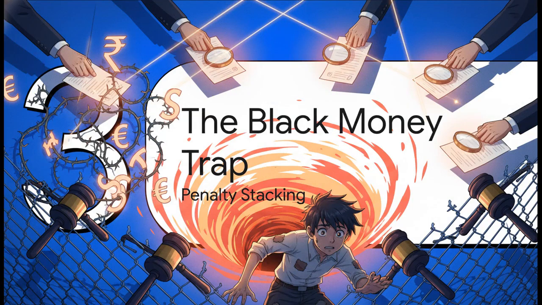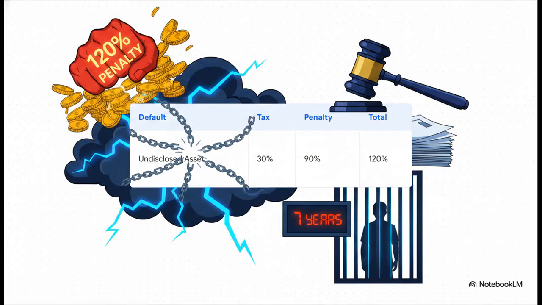Which brings us to the real nightmare, the black money trap. Now, what's really interesting about this slide is how these penalties dynamically stack under the Black Money Act. You aren't just paying a tiny slap on the wrist fine. If an undisclosed foreign asset is found, you get hit with a flat 30% tax on its fair market value, stacked instantly with a massive 90% penalty. That's a total exposure of 120% of the asset's value. You're essentially wiping out the entire asset and potentially facing up to 7 years of prosecution.